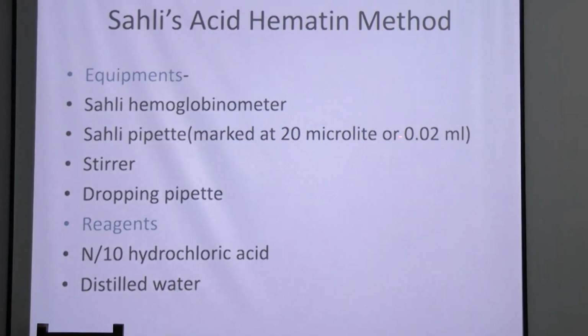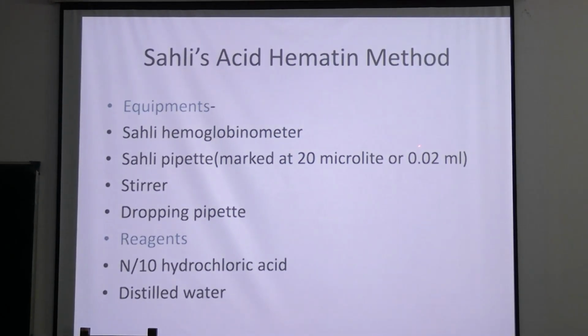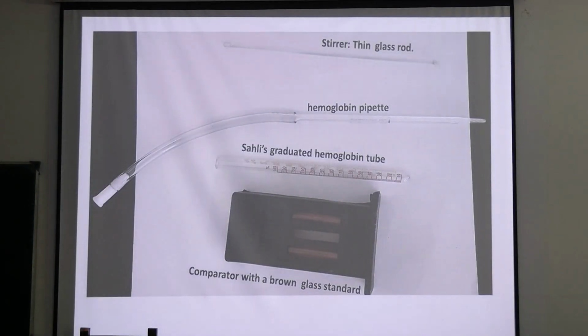Then what do you need? Sahli's hemoglobinometer and Sahli's pipette, which is marked at 20 microliter or 0.02 ml. You have to take the blood up to this 0.02 ml marking. Then there is a stirrer, a dropping pipette, and the reagents are N/10 hydrochloric acid and distilled water. So this is the stirrer, this is a glass rod, and this is the hemoglobin pipette with the mark at 0.02 ml.